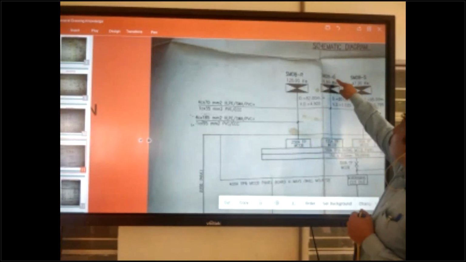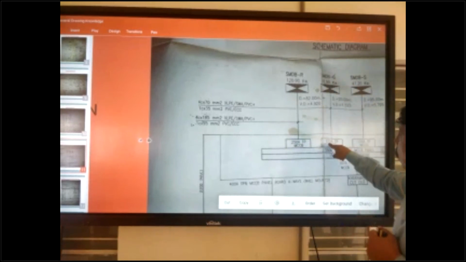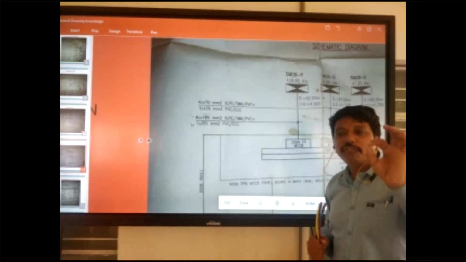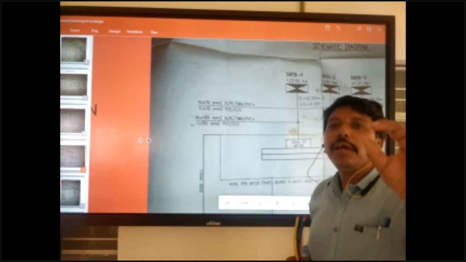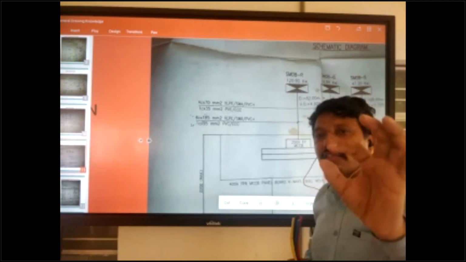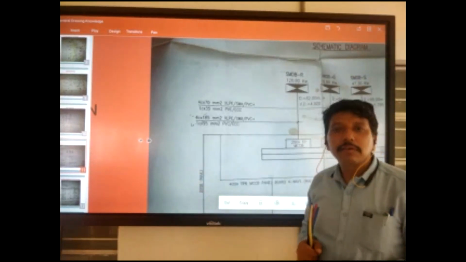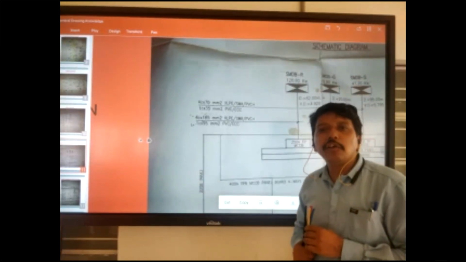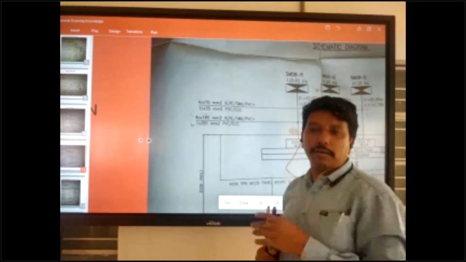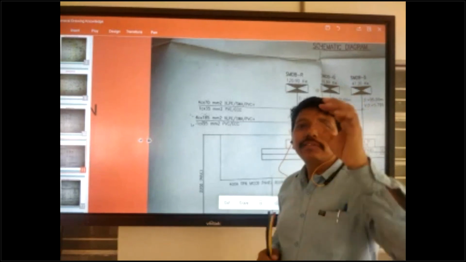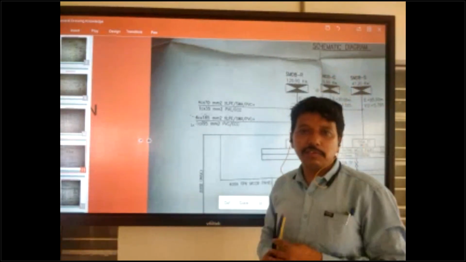Same like that, SMDB, 125 ampere TP MCCB. This also means three-phase MCCB. Always remember SMDB and MDB use MCCB, moulded case circuit breaker. But in DB we can use MCB, miniature circuit breaker. This is available in single phase and three phase.